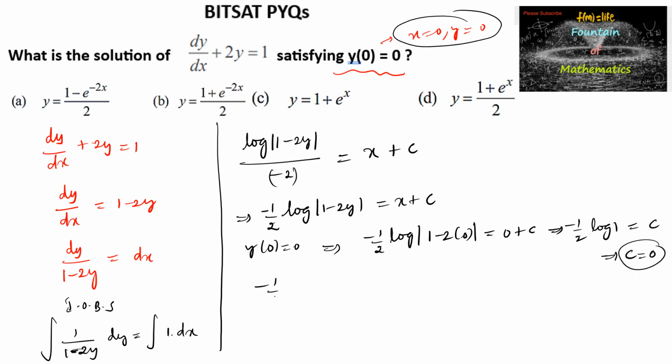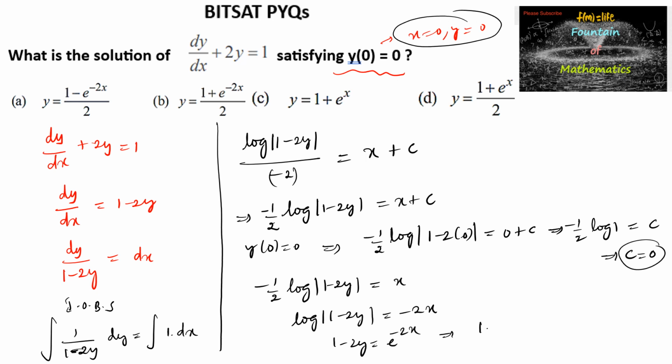And hence the equation we can write minus 1/2 log mod of (1 minus 2y) is equal to x plus 0. Or we can write log mod of (1 minus 2y) is equal to minus 2x, or 1 minus 2y is equal to, removing logarithms, e to the power minus 2x, or we can write 1 minus e^(-2x) is equal to 2y, or finally we can say y is equal to (1 minus e^(-2x))/2. So y is equal to (1 minus e^(-2x))/2, which is our option 1, option A.